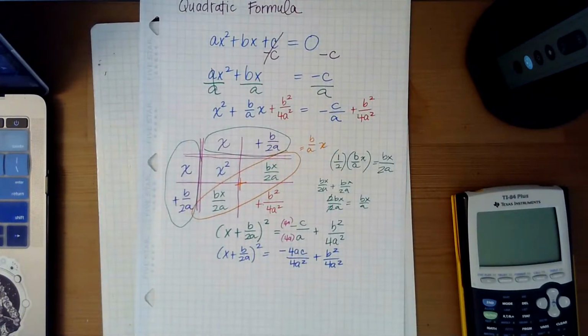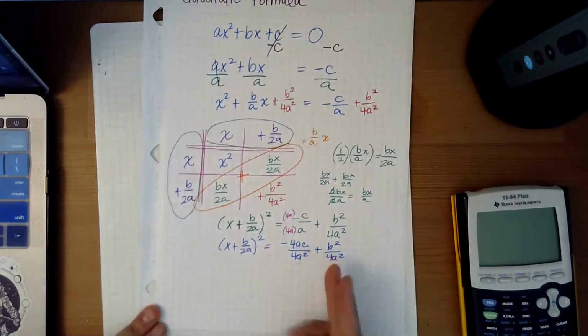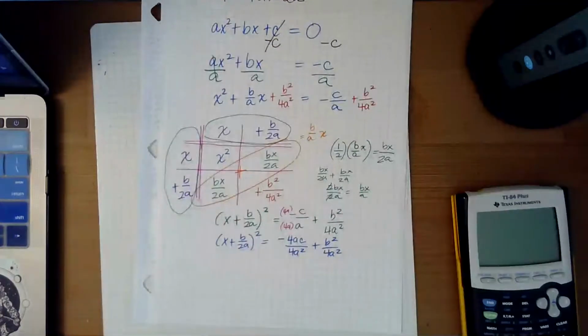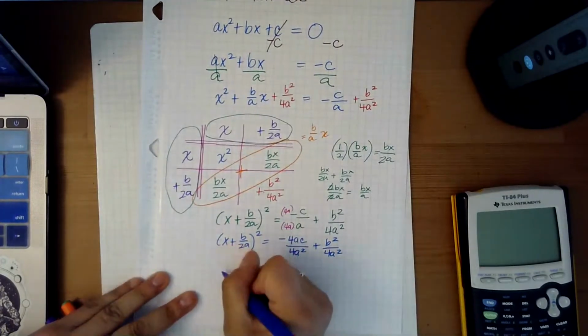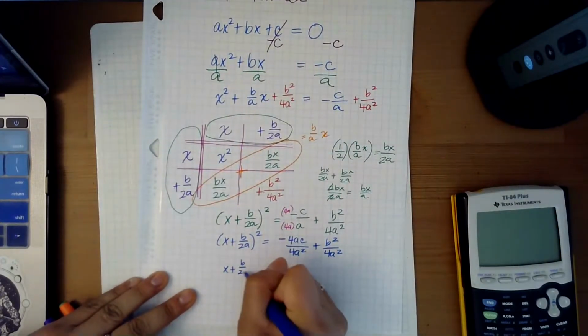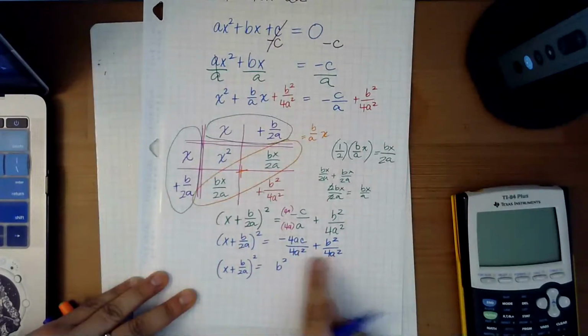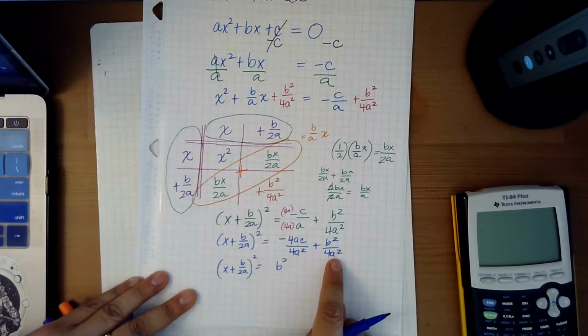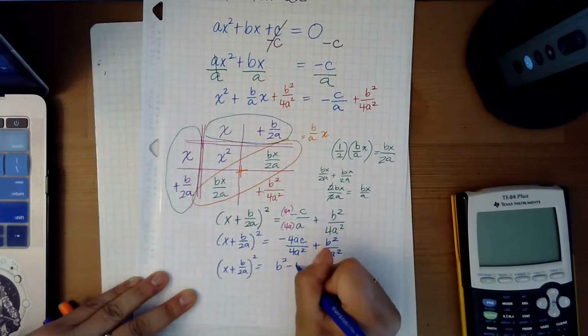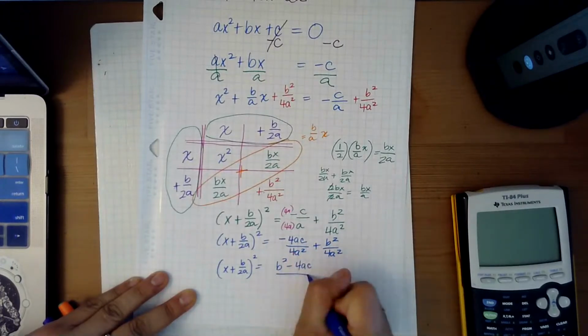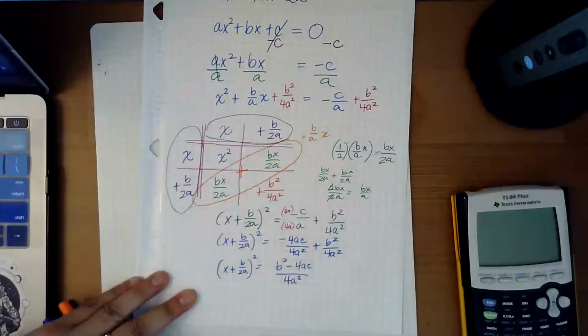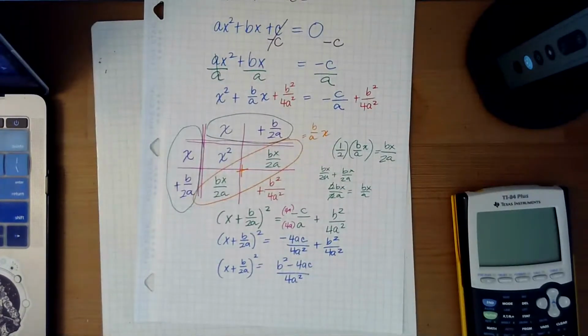so now I'm going to just rewrite this, the b squared first, because it's easier to have a positive first. So I'm going to go x plus b over 2a quantity squared is equal to b squared. And now that they have the same common denominator, I'm just going to put b squared minus 4ac, same common denominator, 4a squared. Okay, so I'm getting ready to solve this.